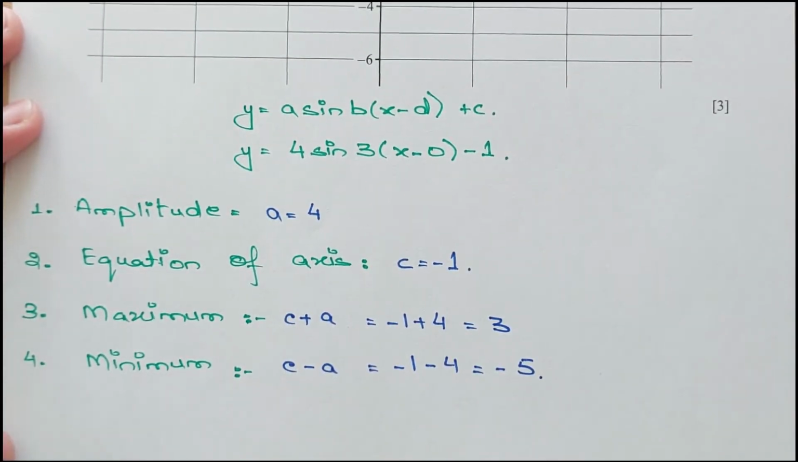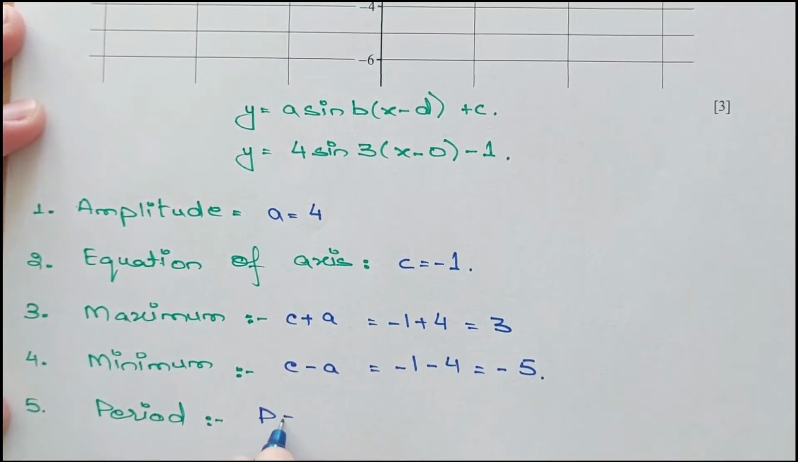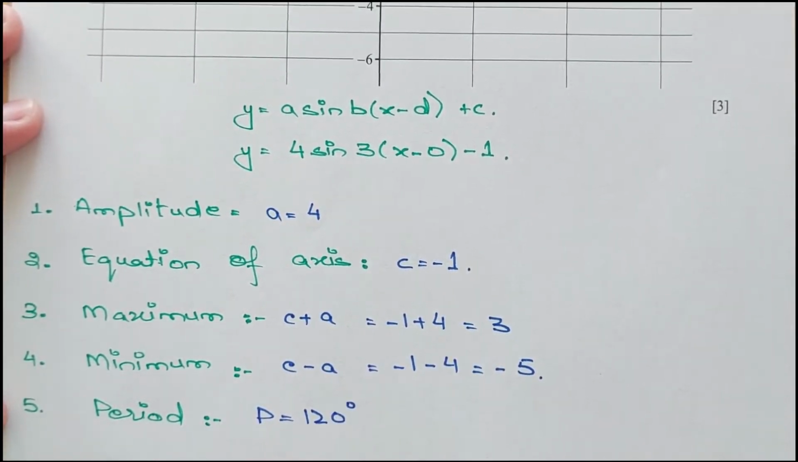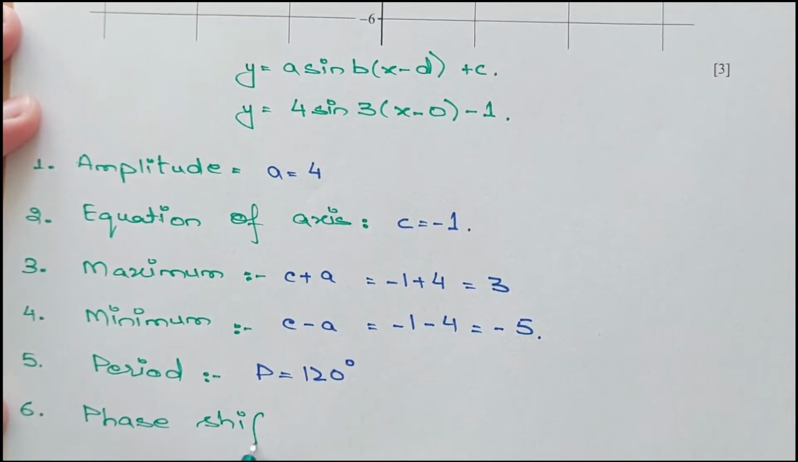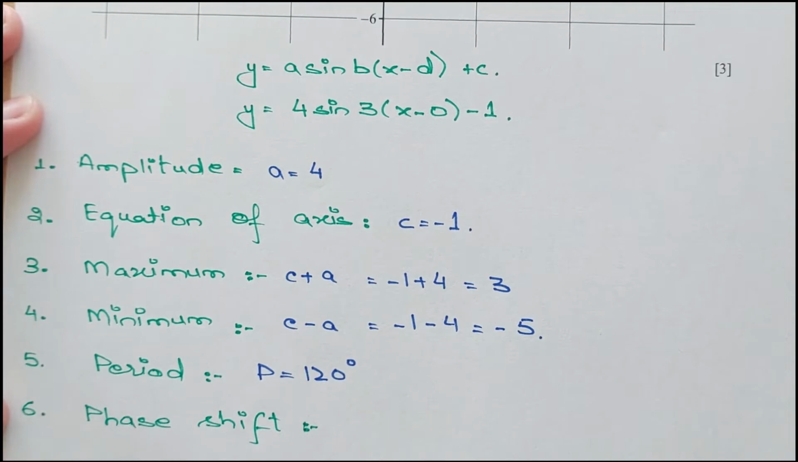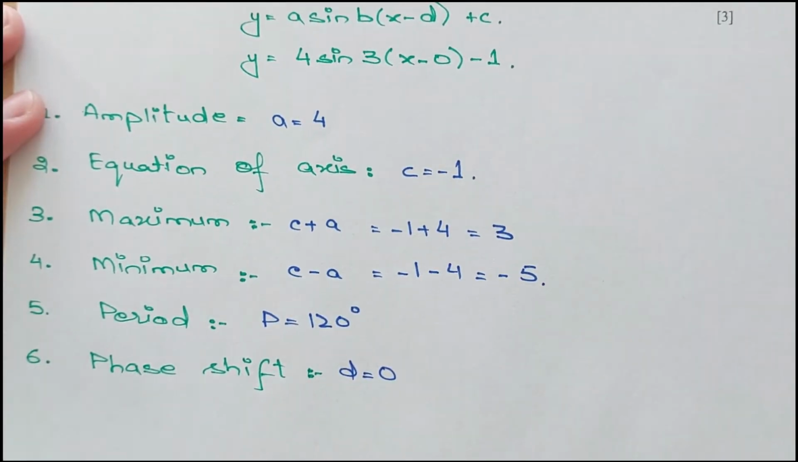Okay, now the next thing is the period. We got the period from the second part, that is 120. So the period is 120 degrees, right? Now point number 6 is the phase shift. Phase shift is basically the starting point of the curve, so that is the d value. In our case, the d value is just 0, so we can say d equals 0, or we can say the phase shift is 0, right? Now we can find the distance between points.